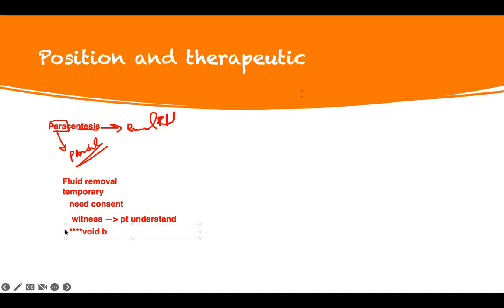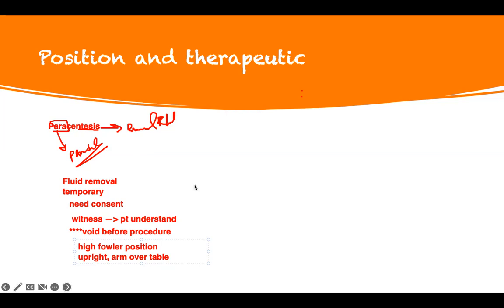They have to void before the procedure so that the bladder is not injured. Which position are they going to be in? The position is very important. They can be in a high Fowler position, that is like 90 degrees, upright, with the arm over a table. The patient is usually in that position before the procedure. That's where they will be, and that's how they will be when the procedure is done.